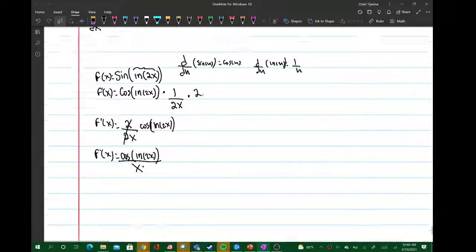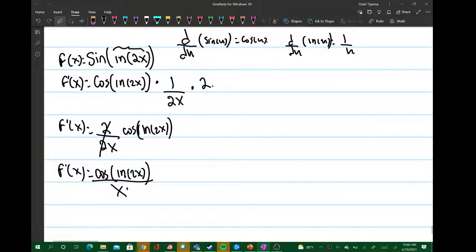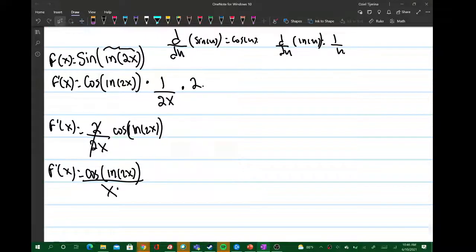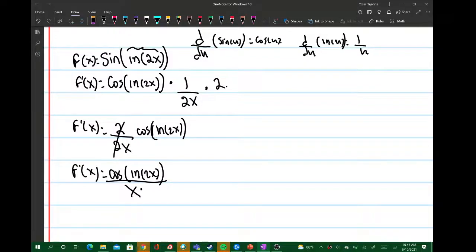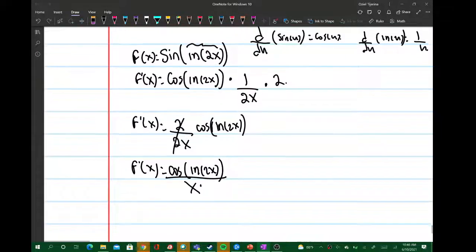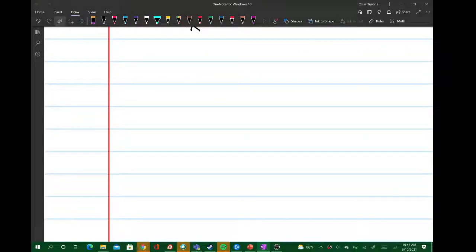Now, let's do this using Leibniz notation, okay? Again, I'm going to do this step by step. Let me rewrite the problem down so that I don't get you guys confused. I'm going to say f of x equals sine of ln of 2x, okay? And I promise, guys, I'm not going to look back.